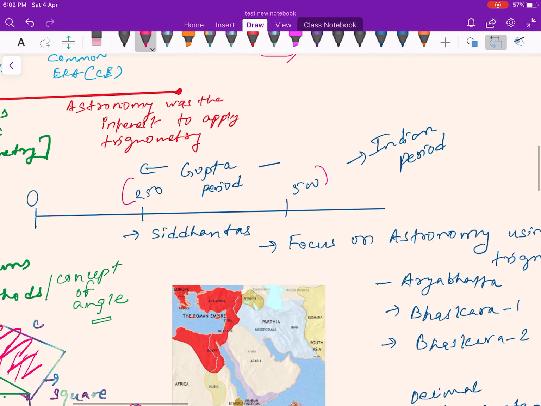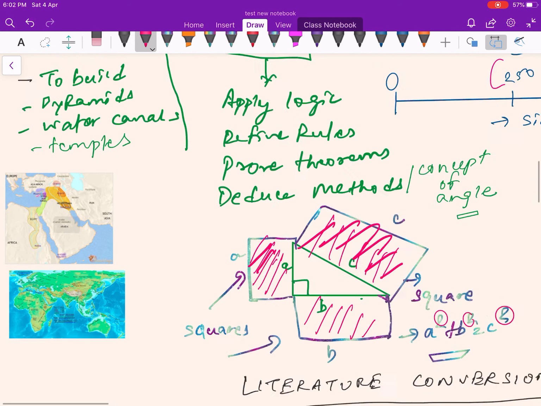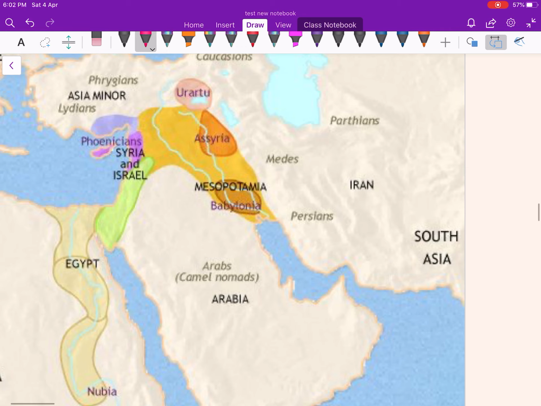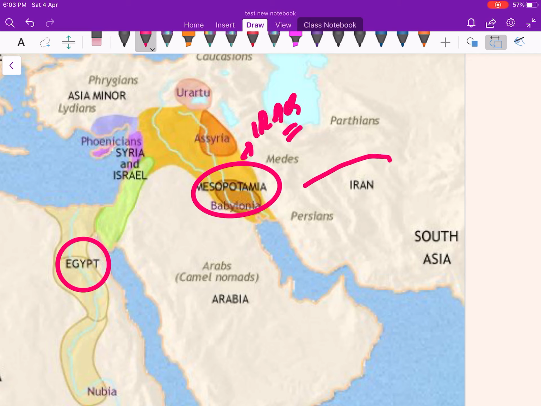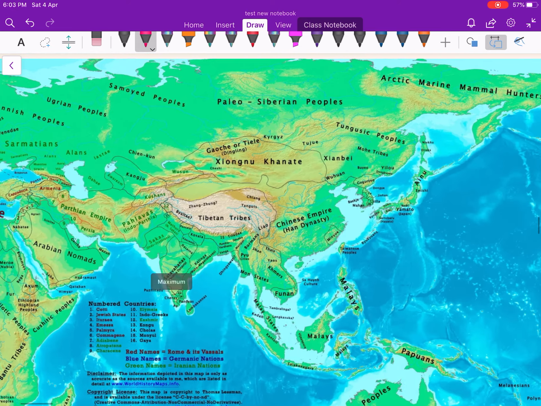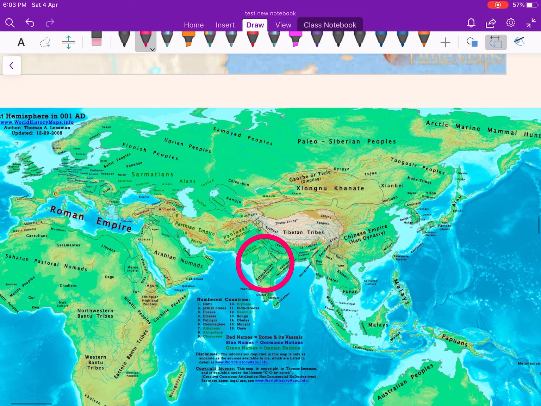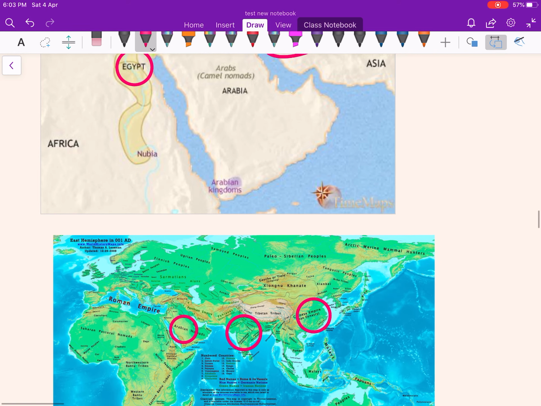And here, just to give you a preview of the different empires so that you don't forget the time scale: this is Egypt that I talked about in the ancient past, and this is Babylon and Mesopotamia, which in modern day is Iraq. Then you have the Persians, which in modern day is Iran. And here we are, India. Then we have the Chinese here, and the Arabians and Persians here. So that's how the map looks in the ancient world.